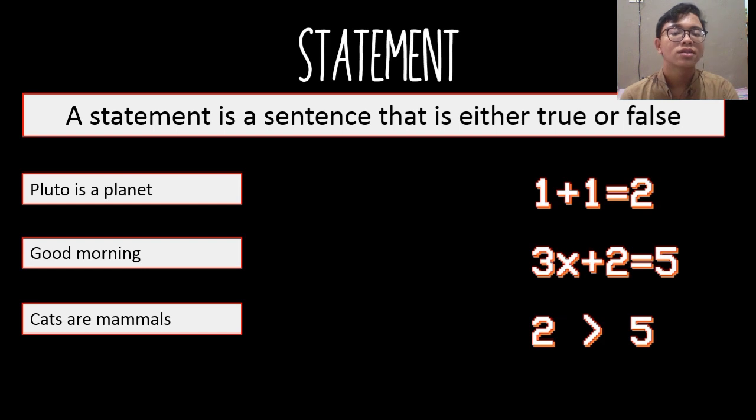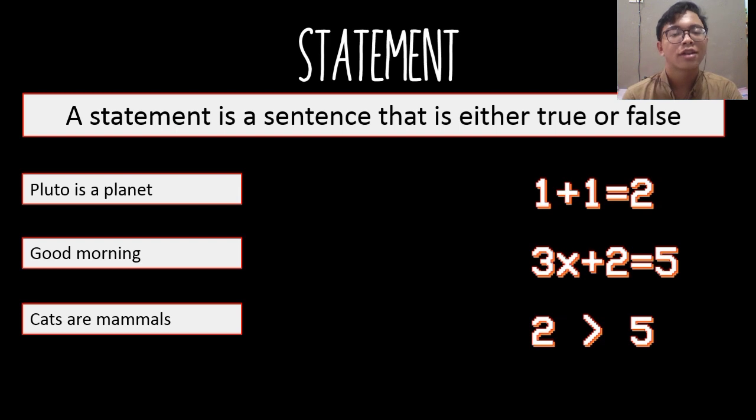What about 3x plus 2 equals 5? Is it a statement? It will be true if x equals 1, but false if x is not equal to 1. So, we can't determine the truth of 3x plus 2 equals 5. This is because 3x plus 2 equals 5 is an open sentence. It contains variables, so it's not a statement.